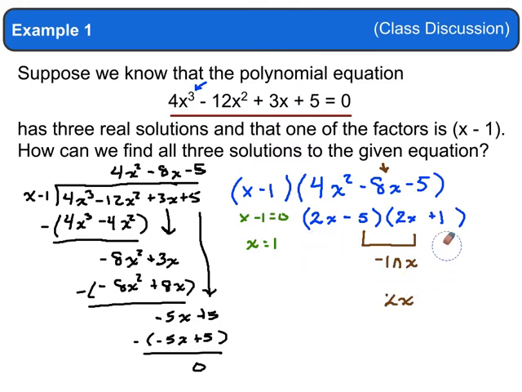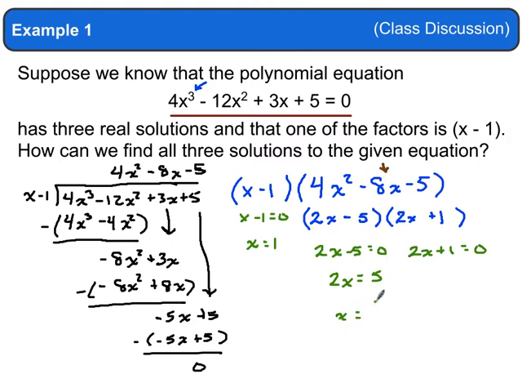If it did not check out, I would alter my numbers up here until I get a combination that will work. But now that we know that it does, right, we can set each of these equal to 0. So 2x minus 5 equals 0, and 2x plus 1 equals 0. And so we solve this, so we start by adding 5 to the other side. So 2x equals 5, and then we'll divide by 2. So x is going to equal 5 over 2.